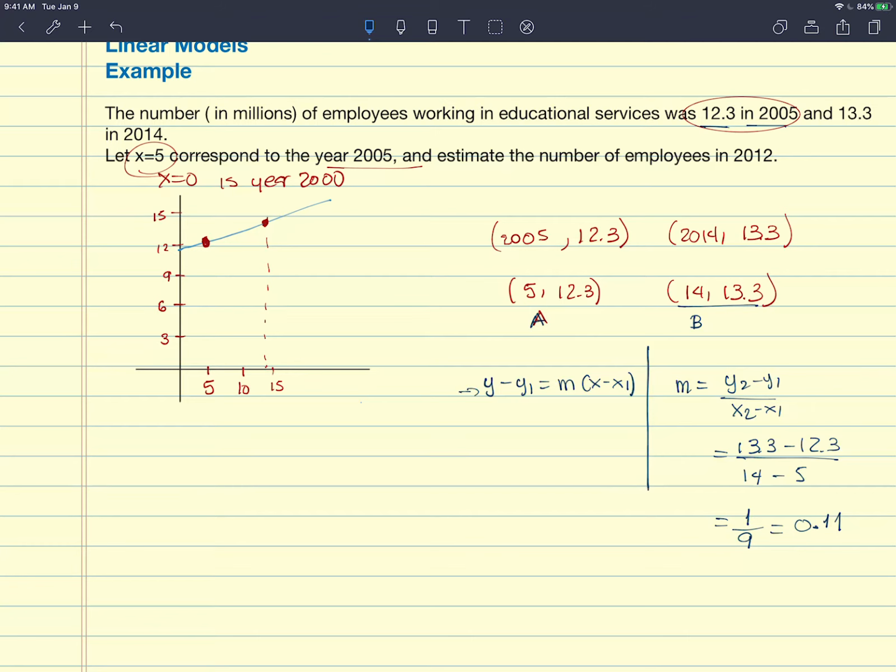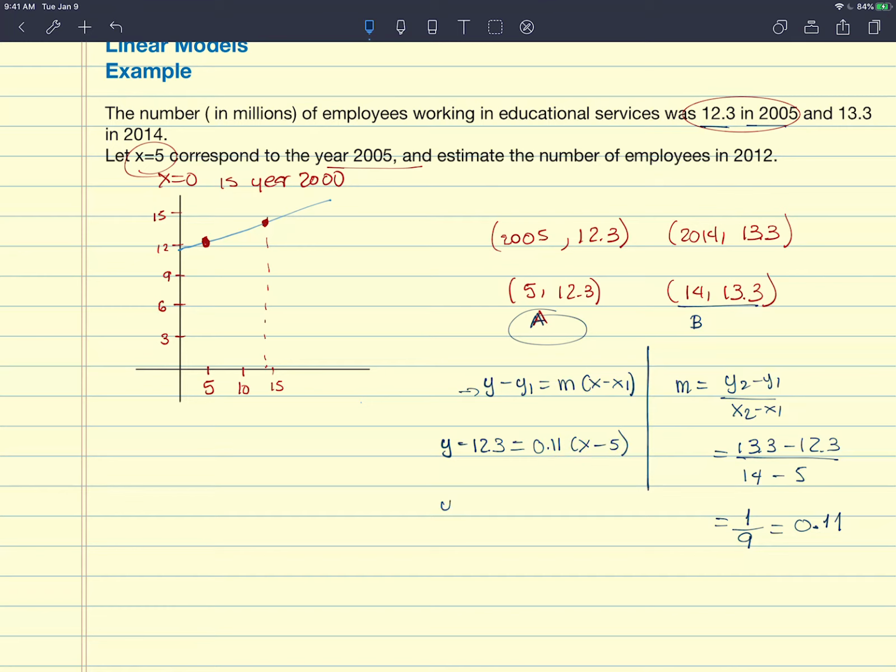And I can only use this one for x1, y1. It really doesn't matter. So I'm going to have y minus 5 equals 0.11 times x minus... Oh, I got this backwards. I'm glad that happened. So you see, it's a common mistake to plug these numbers in the wrong place. Y is 12.3, and the slope is 0.11 times x minus 5.